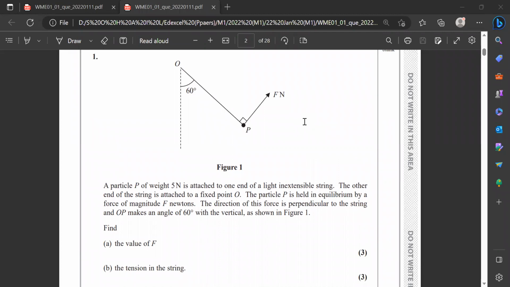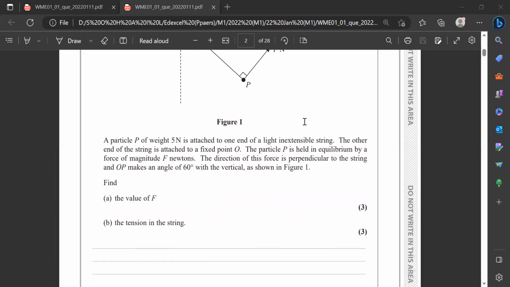A particle P of weight 5 Newton is attached to one end of the light inextensible string. The other end of the string is attached to a fixed point O. The particle P is held in equilibrium by a force of magnitude F newtons. The direction of this force is perpendicular to the string and OP makes an angle 60 degrees with the vertical, as shown in figure 1.